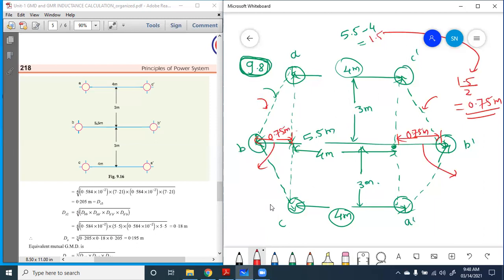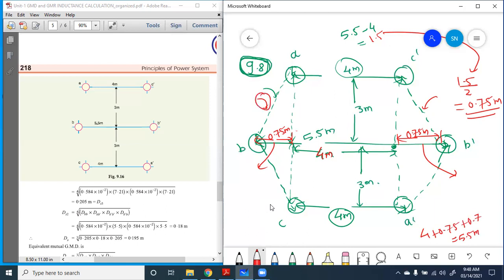Okay, and this is 4 meter. So overall, suppose we have to calculate 4 plus 0.75 plus 0.75, then we get the total distance 5.5 meter. In this way we have to calculate. Now, how to calculate this distance?